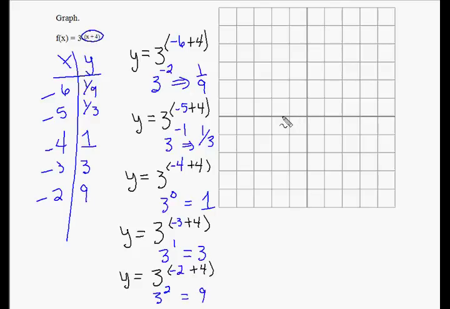At -6, well, we're off the graph. We're at 1/9. That's pretty hard to graph anyhow. But at -5, we're at 1/3. At -4, we're at 1. And at -3, we're all the way up here at +3. And at -2, we're way up there off the graph at +9. So you can see which way this is curving. And we have our exponential graph.